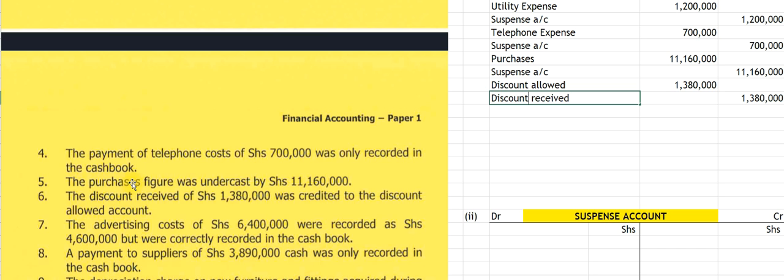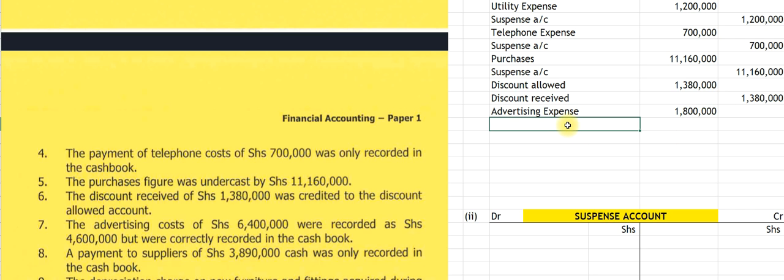So we just need to get the difference, that is 6.4 minus 4.6, which is 1.8. So we have to debit the advertising expenses by 1.8 to increase the account because there was an understatement. Increase that account by 1.8. But because this is a one-sided error, I'll use the suspense account on correction of this error.